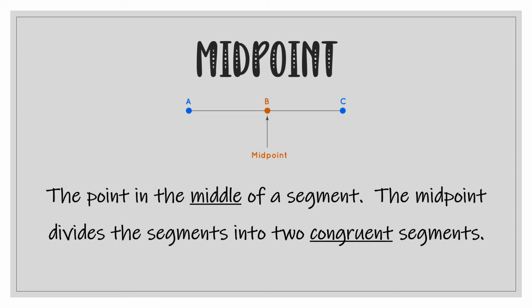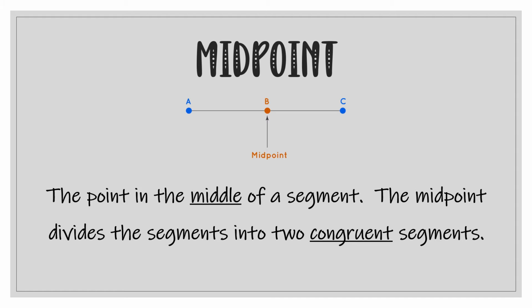So in the diagram, you can see we have segment AC. Point B is in the middle, which is called the midpoint. And what point B does is divide AC into two congruent segments. So that means from A to B is the same length as from B to C. So segment AB would be congruent to segment BC.